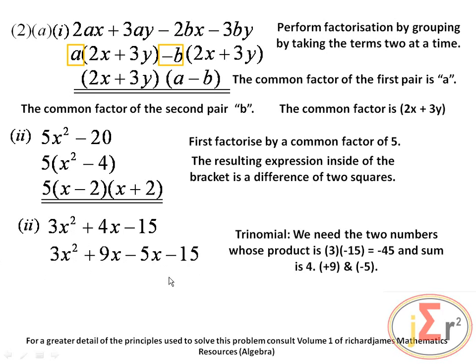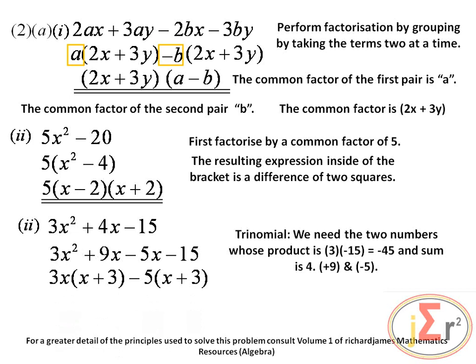And of course, if some students choose to put the negative 5 before the positive 9x, then that's not going to be too much of a problem. The results will be the same. So we are going to take 3x as a common factor for these two pairs. Of course, we are going to do what?